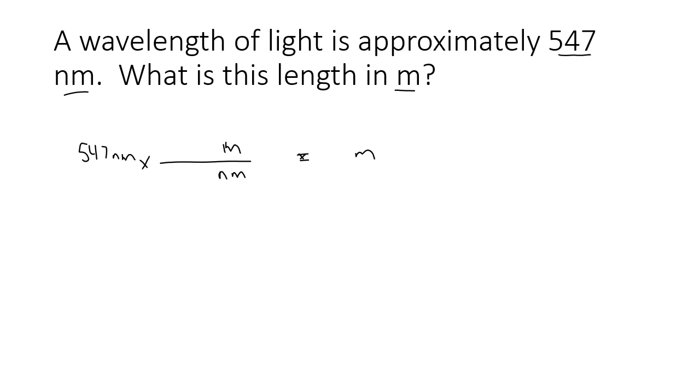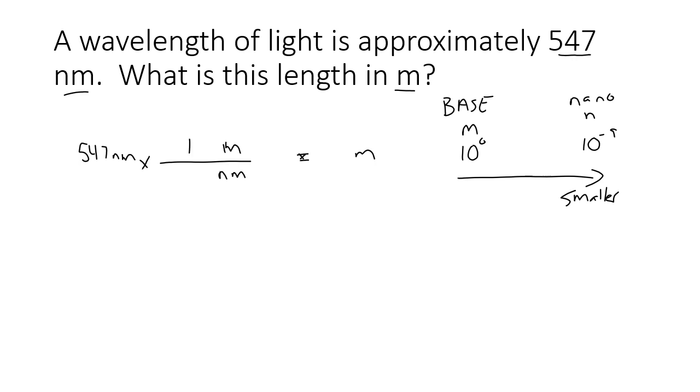If I look at the list of units, there's the base, which is going to be the meter in this case. That's 10 to the 0 power. And then there's going to be the nano far to the right, which is 10 to the negative 9th. The further to the right that we go, the smaller the unit is. And so the meter is the larger unit, so that's why I'm going to write a 1 in front of it.